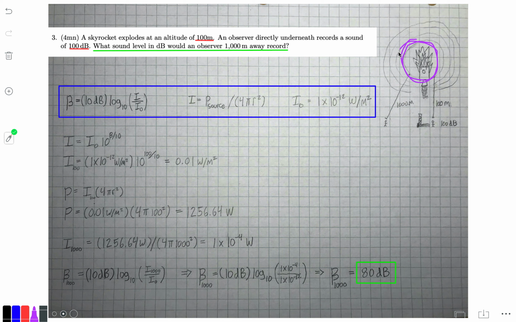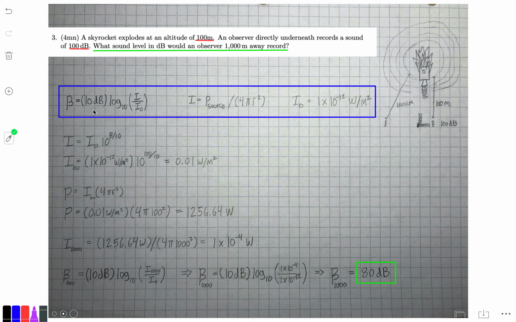In this case, it would be a spherical emission of sound because there's nothing dampening the sound in any way. It's just kind of traveling outwards in all directions, which comes in handy later in the problem. But here's our observer at 100 meters away. Obviously not to scale, but yeah, let's get into the problem.